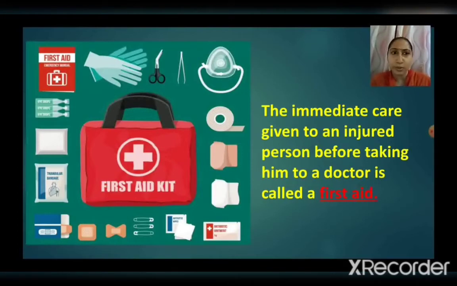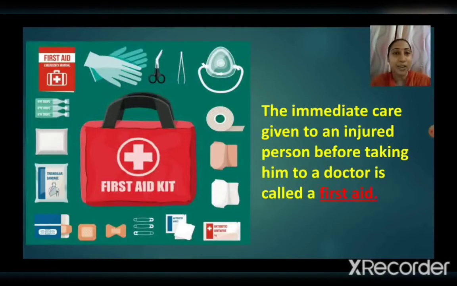चोट लग जाती है तो उसके ऊपर फिर दवाई लगानी पड़ती है उसको क्लीन करके. That's first aid. So the immediate help, the instant help, or the immediate care given to an injured person, if somebody is injured, the immediate help that we give to that person is called first aid.